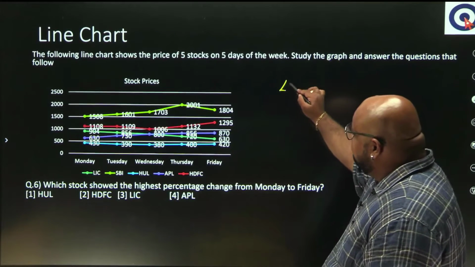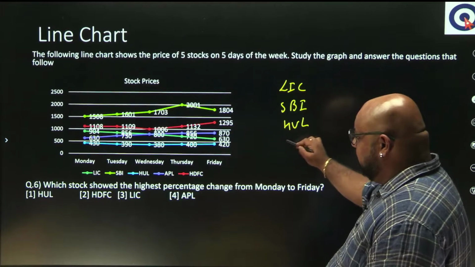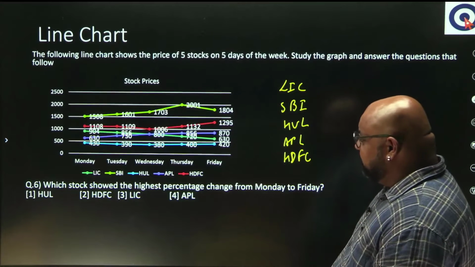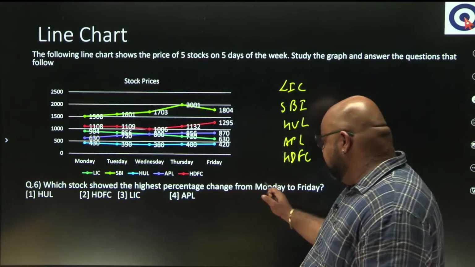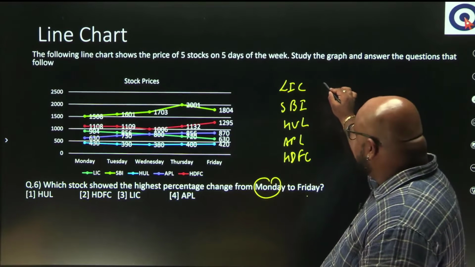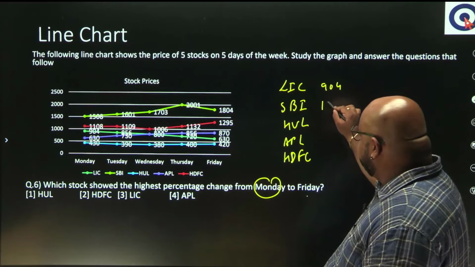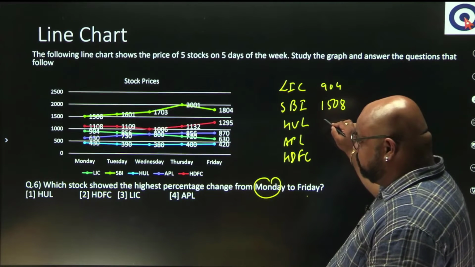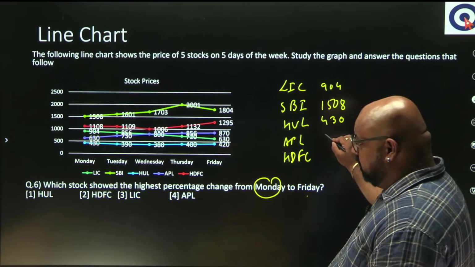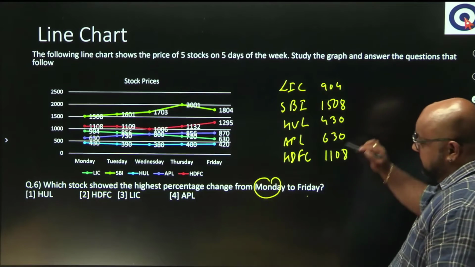I'll just write the name of the shares: LIC, SBI, HUL, APL, HDFC. These are the 5 shares that we have. We have to find the percentage change from Monday to Friday. Monday the price for LIC was 904. SBI was 1508. HUL blue was 430. APL was 630 and HDFC was 1108. These are the prices on Monday.